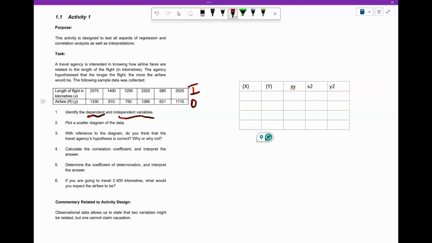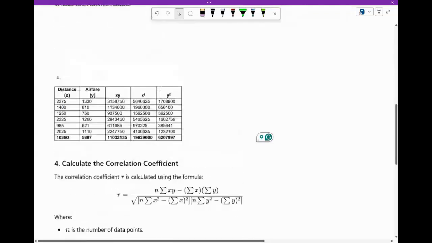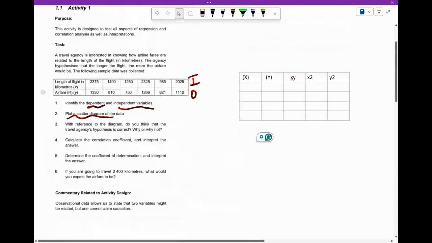Okay, I hope now we're starting to connect the dots as to what we're doing here with this whole regression analysis story. The second thing they ask us to do there is to plot a scatter diagram of the data. This shouldn't give you too many headaches. Maybe before we go to plotting the diagram, remember what we said when we were going through the slides. If you've forgotten, it's okay. This will be a recap.